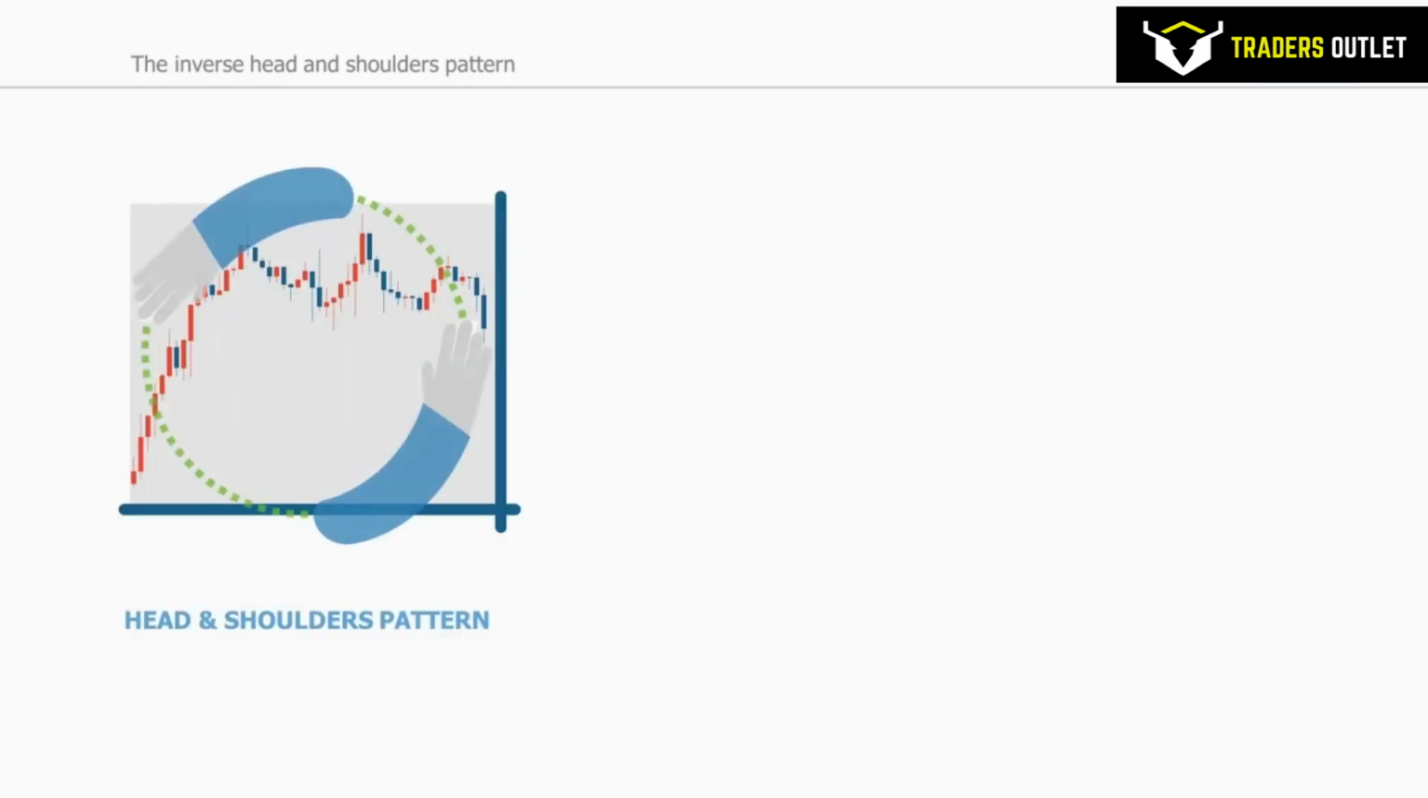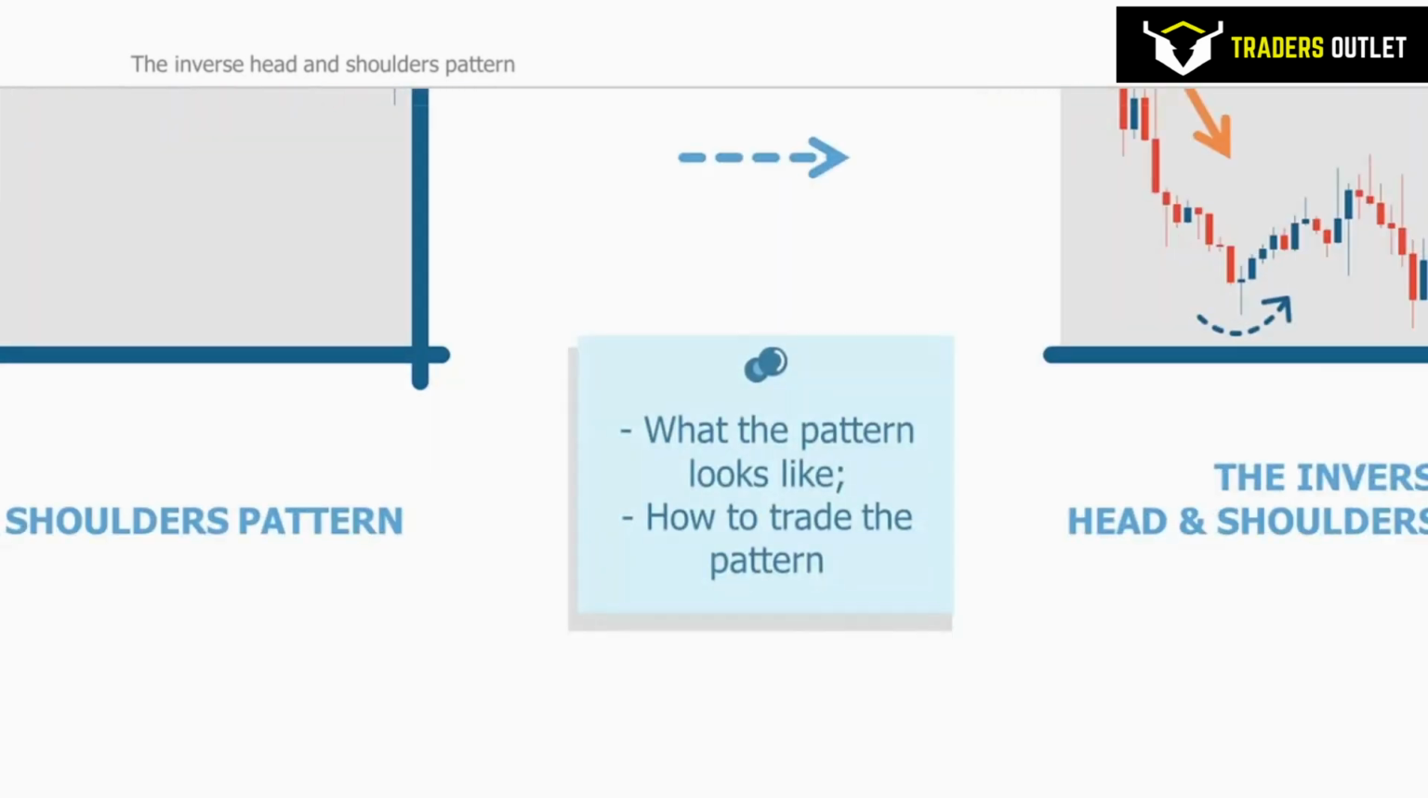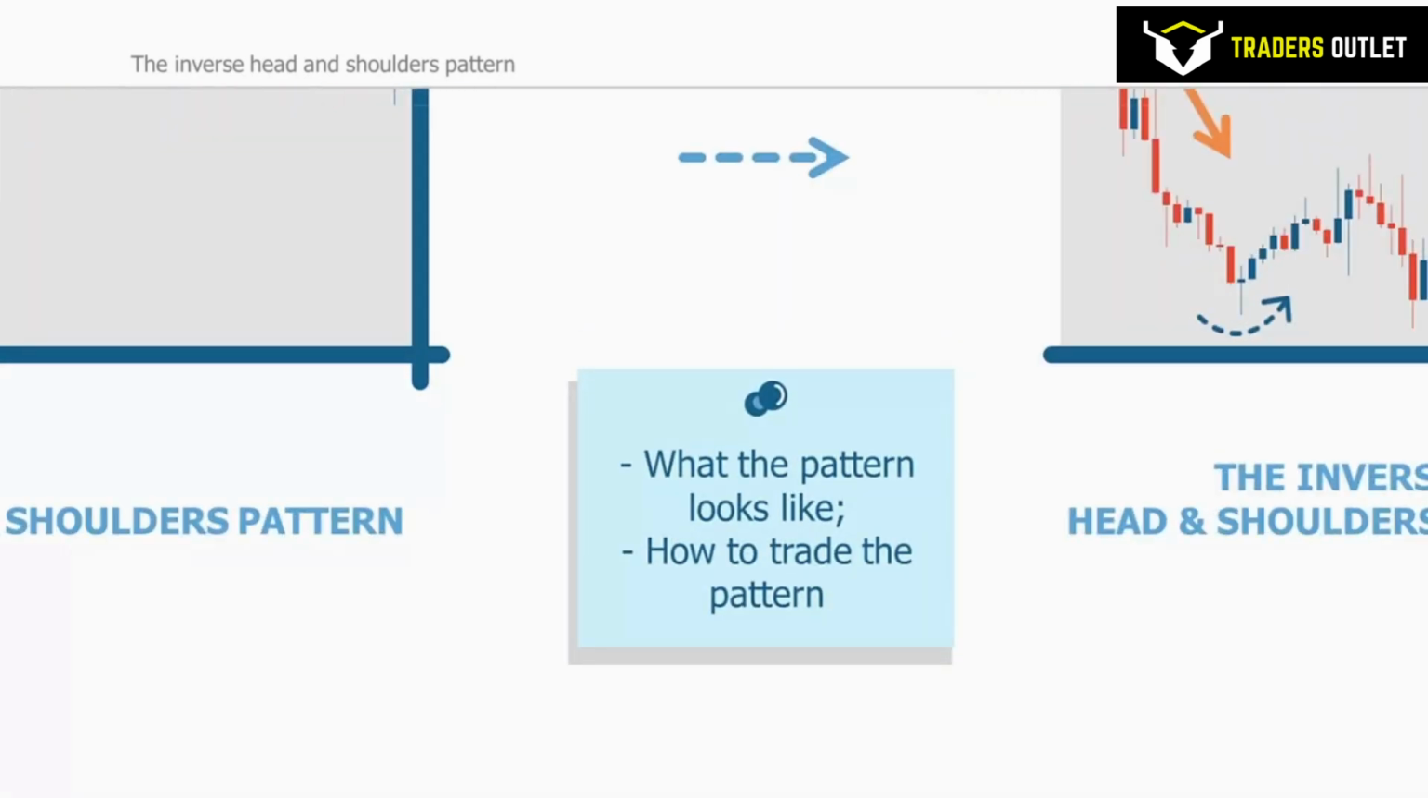The inverse head and shoulders, as the name implies, is the opposite of the head and shoulders top pattern. It is the trend reversal pattern found at the end of a downtrend. In this video, we will look at what the pattern looks like and how you can trade it.